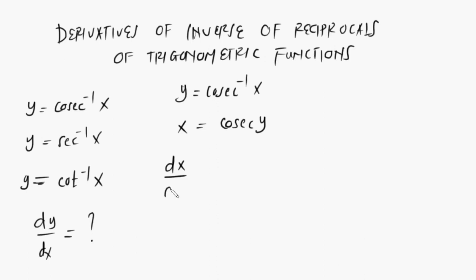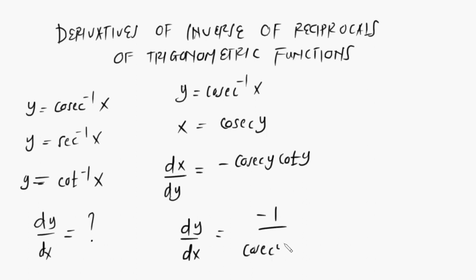So, dx dy is just going to be equal to negative cosec y cot y. So, if I reciprocate, because I'm looking for dy dx, not dx dy, it's just going to be negative 1 over cosec y cot y. So, my dy dx now, for y equals cosec inverse of x, is negative 1 over cosec y cot y.